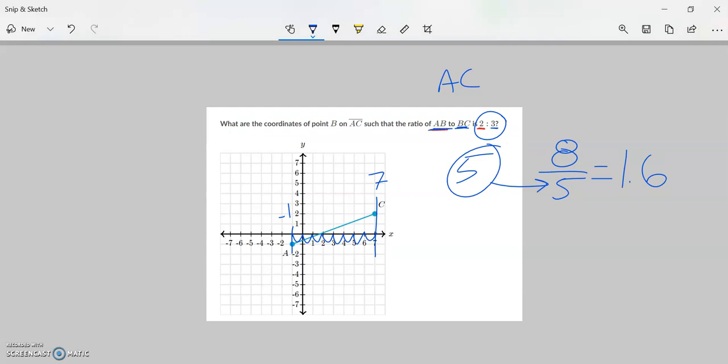Now looking back at our A to B, we're moving over 2 chunks. So 1.6 times 2 is equal to 3.2. So from A, we're moving over 3.2 units. So 1 unit, 2 units, 3 units, and then 0.2. So that is at 2.2.